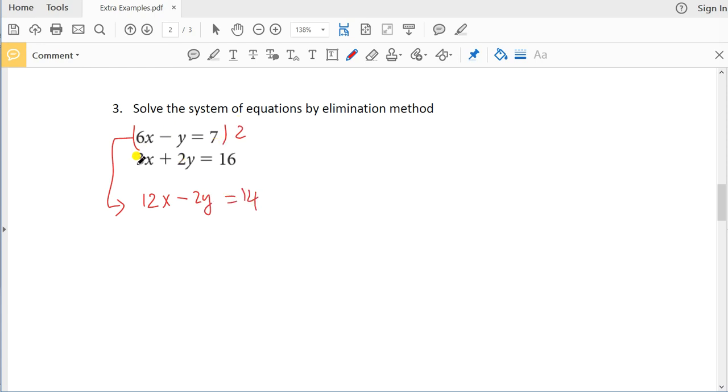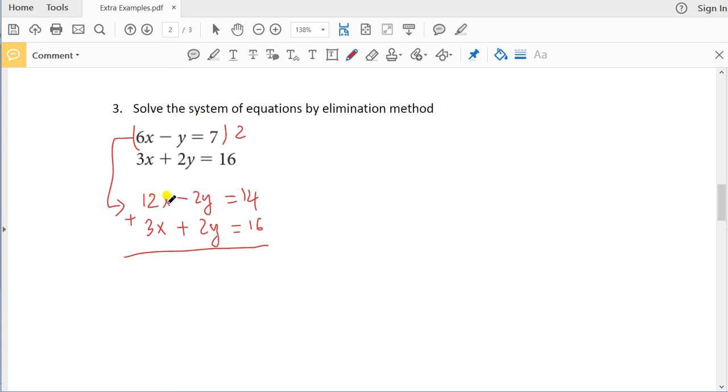And then I keep the second equation the same. I just multiply 2 by the first equation. And now we are ready to add them. Remember, if you do the elimination method, you are adding the two equations to cancel or to get rid of one of the variables in the system. When you add these two equations here, minus 2y and plus 2y, they add up together to equal 0y, or the y term is gone.